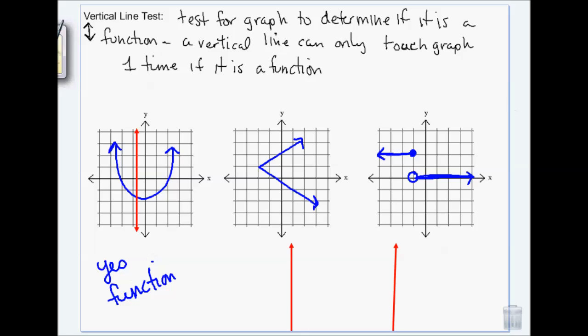Okay. If I come up here with this vertical line, oh, look at that. It's touching here and here. So it's touching the graph more than once. So it failed. So it's not a function.